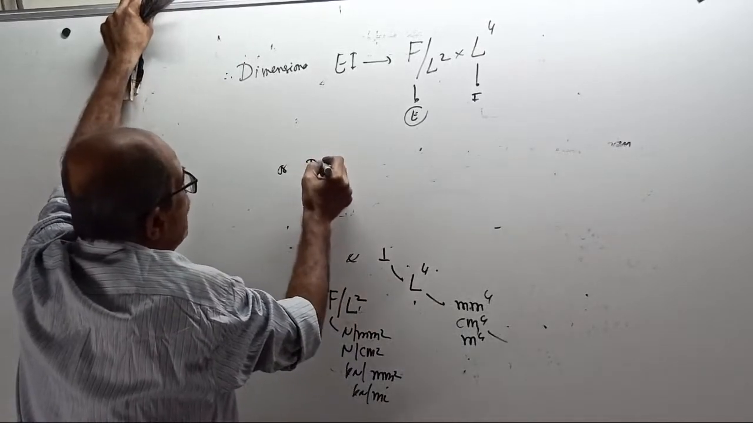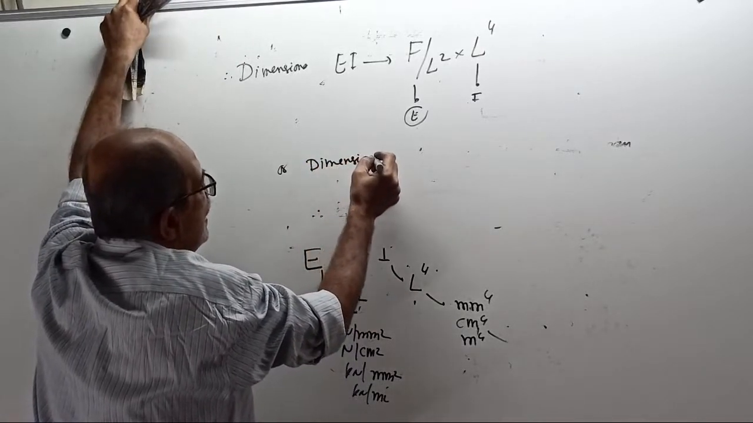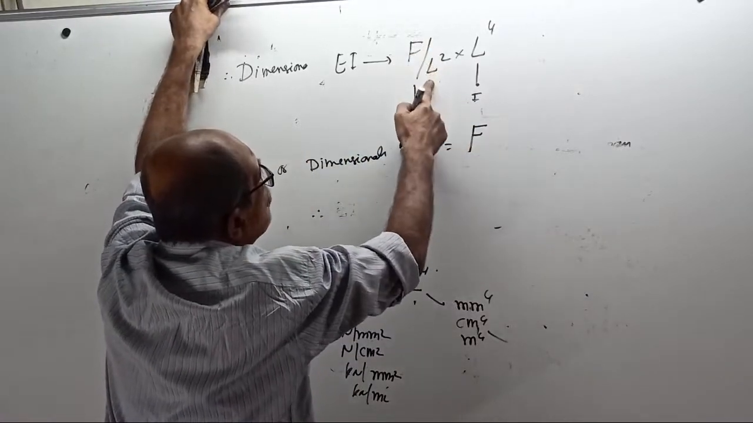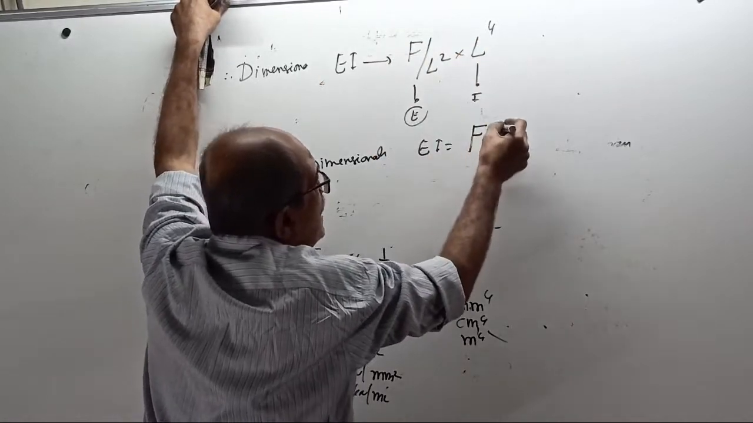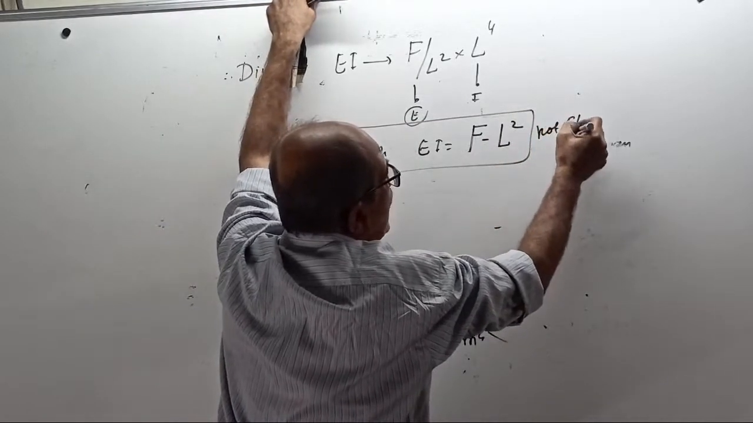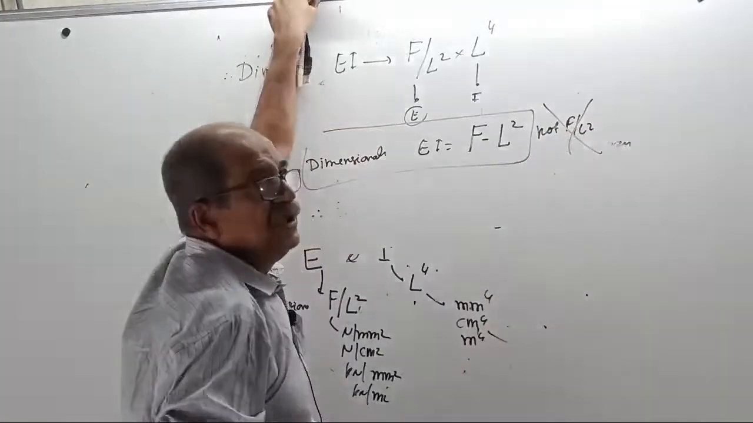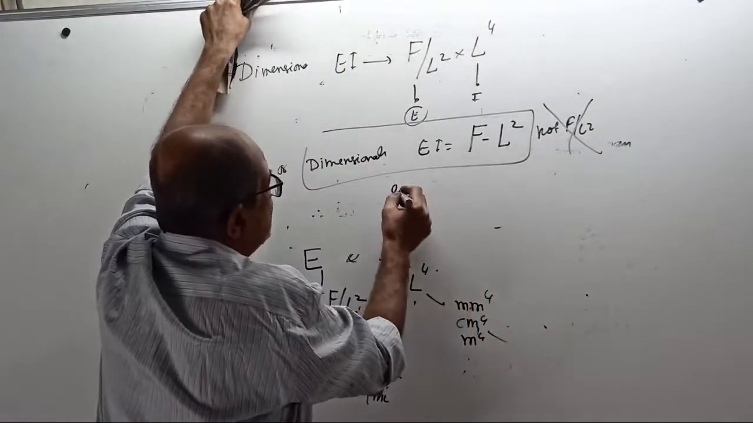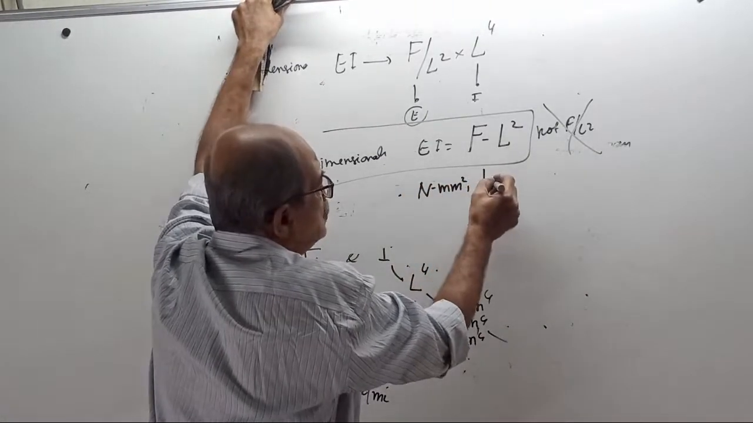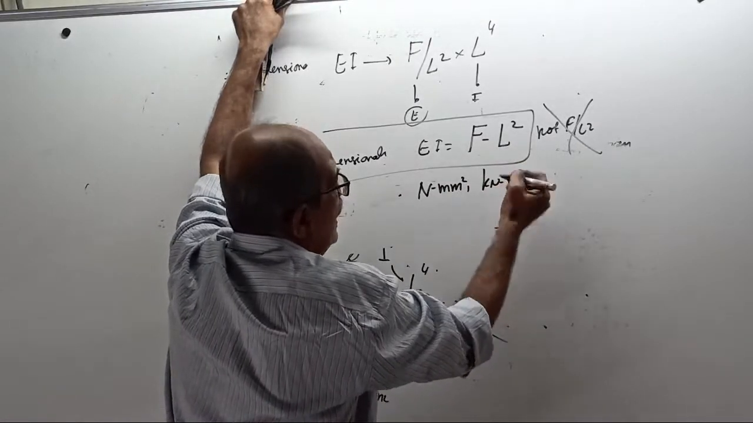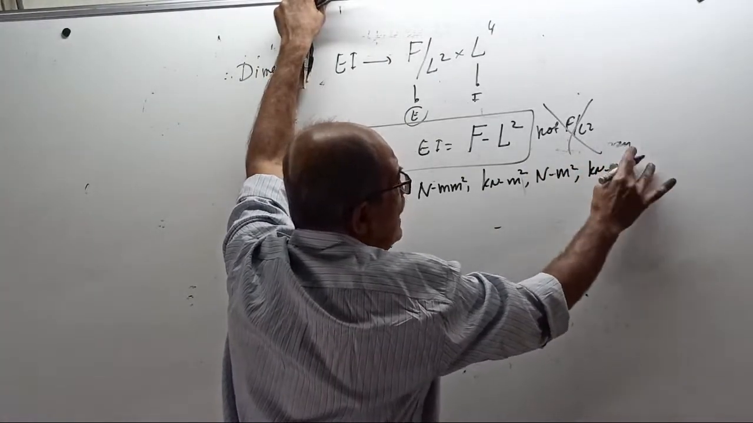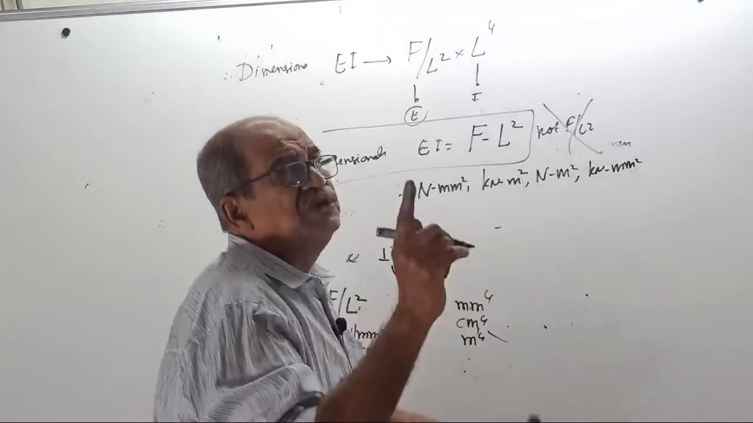Or dimensionally, EI is force per distance square into L power 4, which is force into L square. Not force per L square. Wrong. Make a note, like for example, Newton millimeter square, kilonewton millimeter square, meter square, or Newton meter square, anything. It will have force into it.